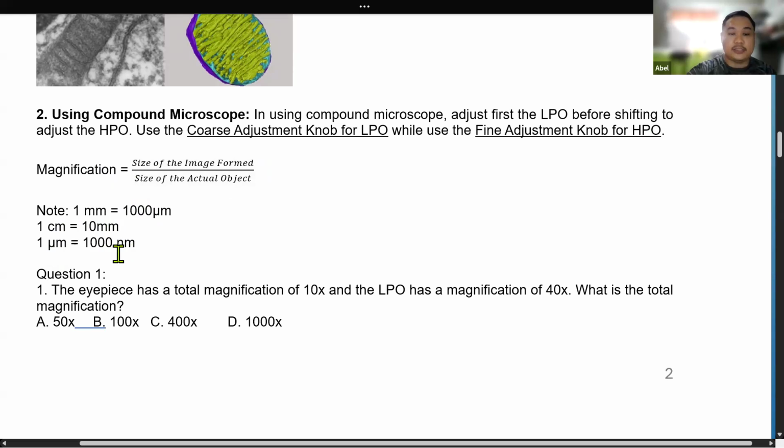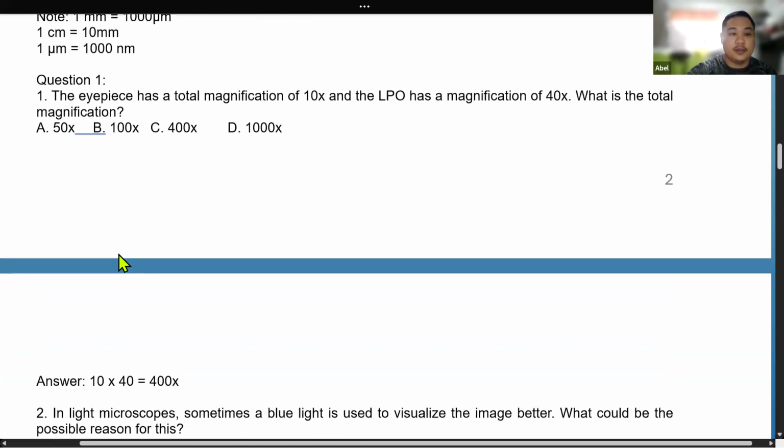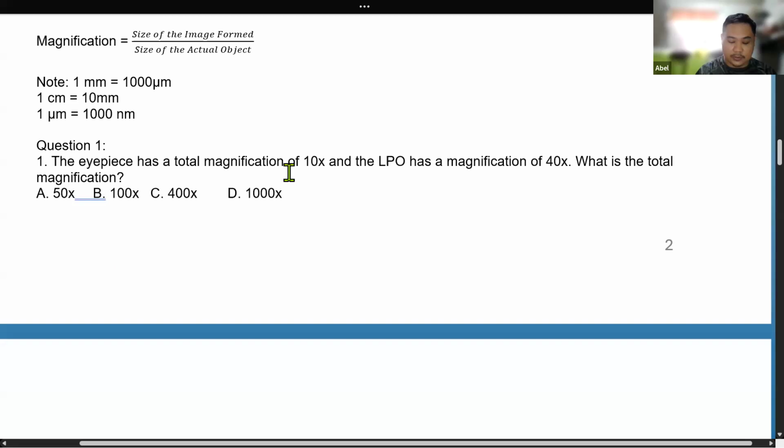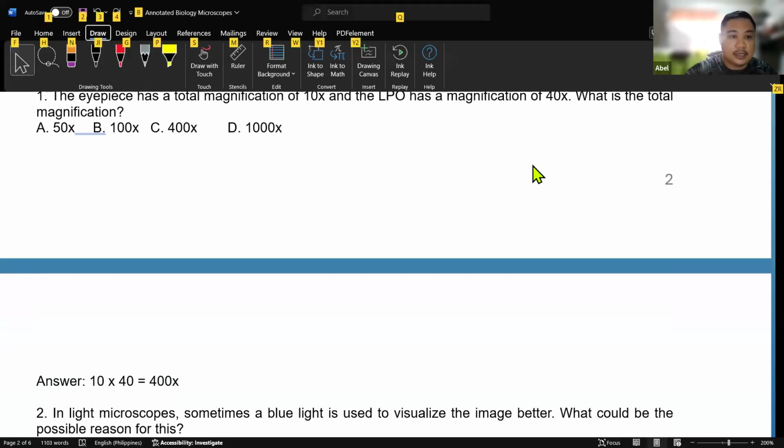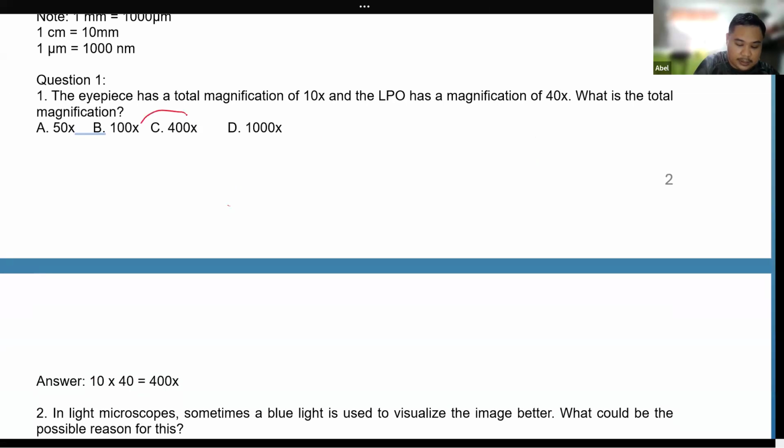Let's try to look at some questions regarding this. Question number 1. The eyepiece has a total magnification of 10 times and the LPO has a magnification of 40 times. What is the total magnification? Of course, this is simply multiplying 10 times 40 times, and that would be letter C, 400 times. So this one is letter C, 400 times.